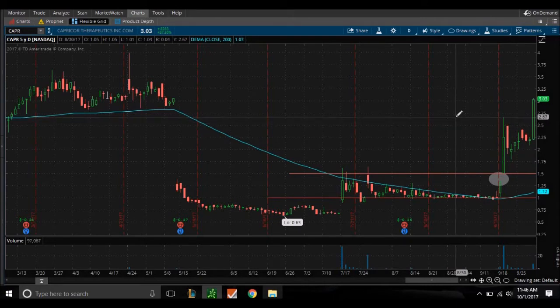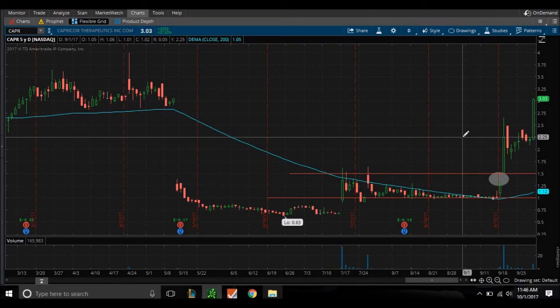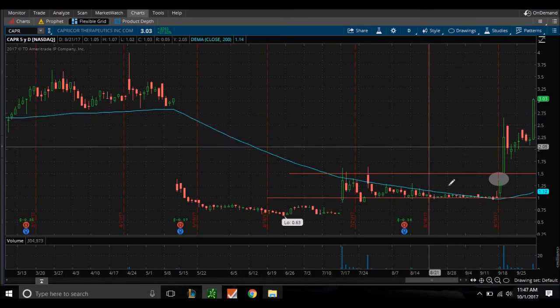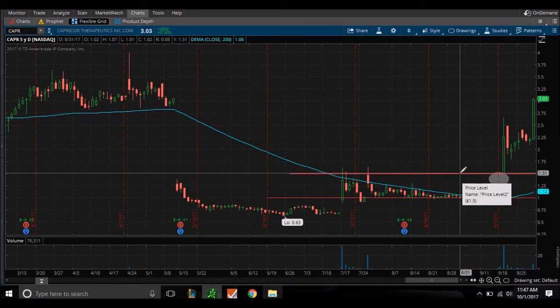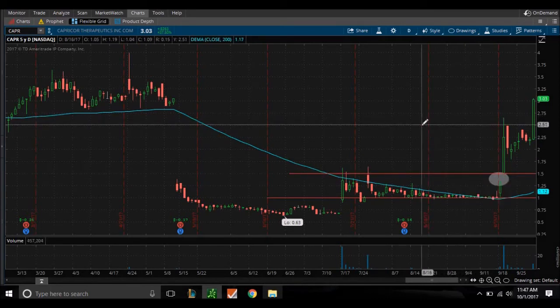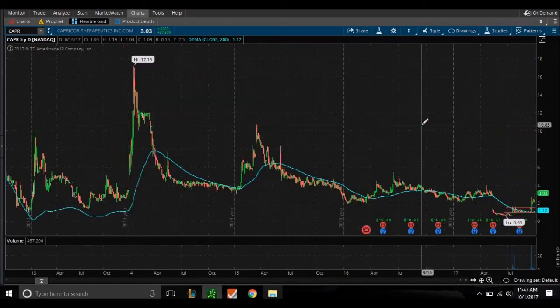And then we top out at 268 and we pull back and we close at 225. Now what happens? 150 is now our support level. 250 is our resistance level.